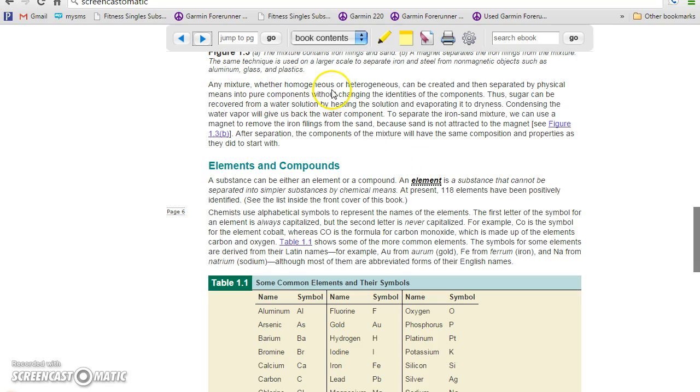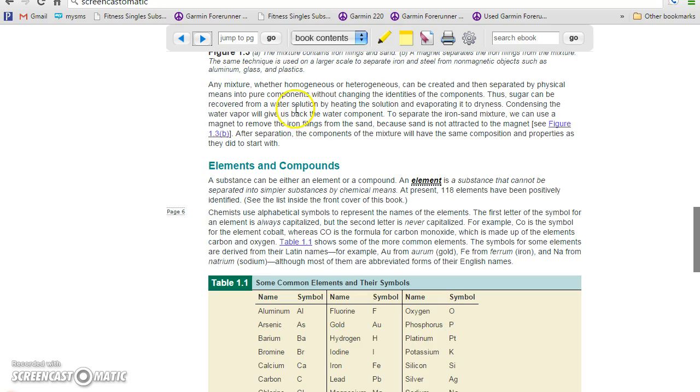Any mixture, whether homogeneous or heterogeneous, can be created and then separated by physical means into pure components without changing the identities of the components. And that's usually where the skill of a chemist comes in. Most chemists, let's face it, spend a great deal of their time turning a mixture into individual substances. I know that's what I spent, probably 80% of my time, whether I was an explosives chemist, a polymer chemist, an organic chemist, a medicinal chemist. I always seemed to be cleaning things up.